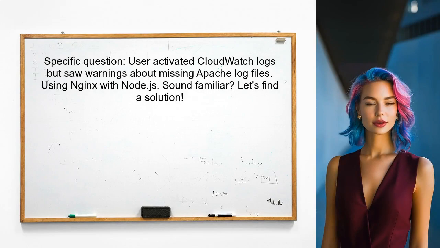Let's look at the specific question at hand. One user activated CloudWatch Logs in their Elastic Beanstalk application, but encountered warnings about missing Apache log files. They are using Nginx with Node.js, so this doesn't make sense. Sound familiar? Let's find a solution together.